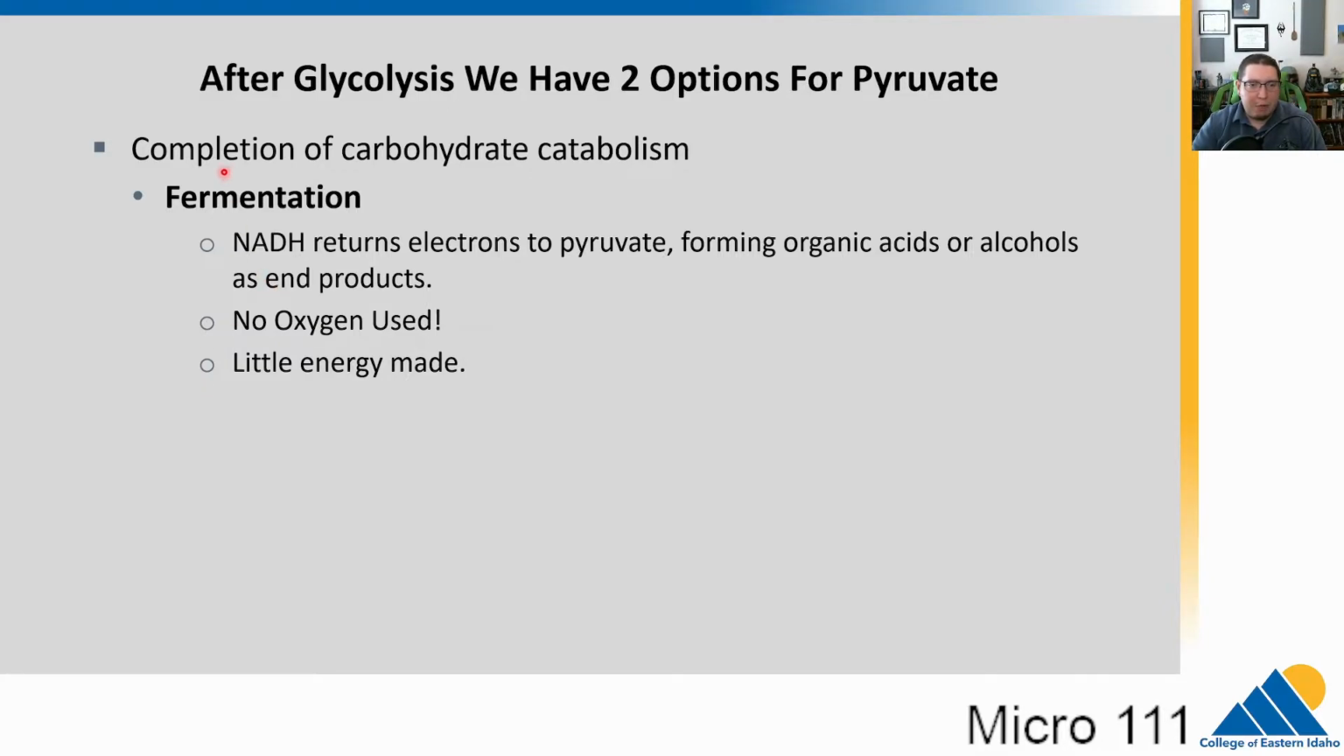So in fermentation, that NADH that was generated is going to return some of those electrons back to pyruvate. So we're actually giving back some of the energy we gained. And basically, it forms organic acids or alcohols as a product. It doesn't use any oxygen, and really the process is about getting rid of byproducts. Basically no energy is made in this process. So you only get those 2 ATP from glycolysis, and this just deals with the leftovers from it.